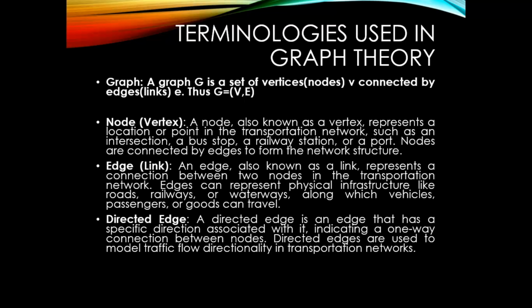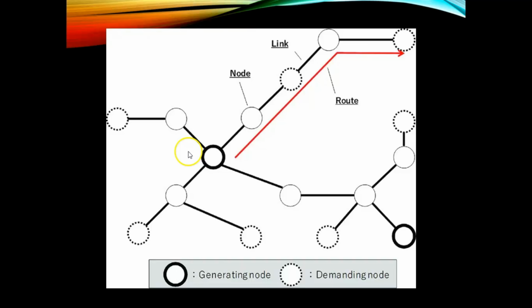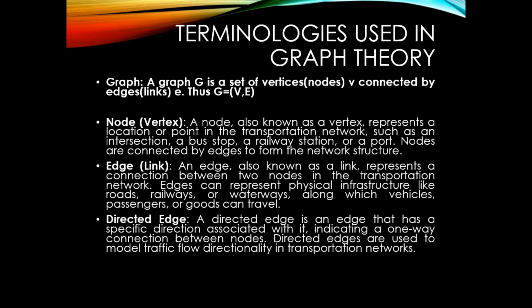Now, what are the terminologies? In order to explain this, which I've already said earlier, we'll come back to this picture again. We have this picture. Now, when we have this generating node and this generating node, if we are asked which one has a level of degree of... So we're going to start with the terminologies that are used in graph theory. The first thing we're going to look into will be the graph.